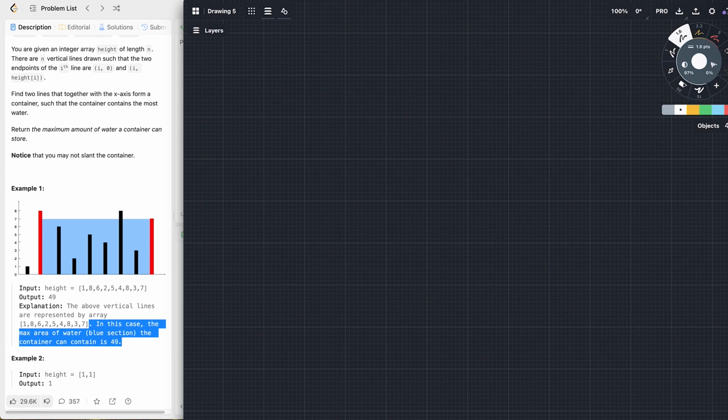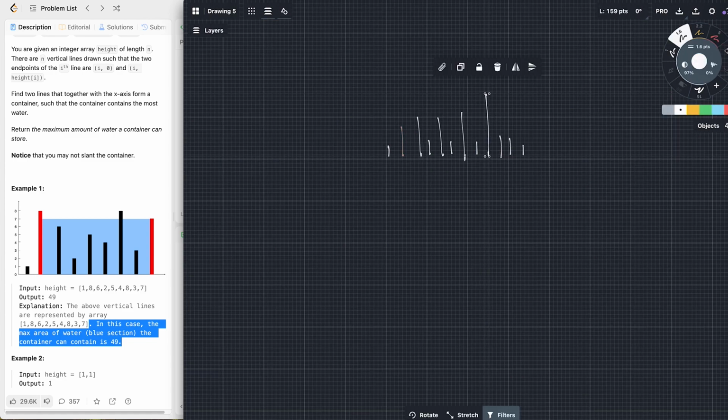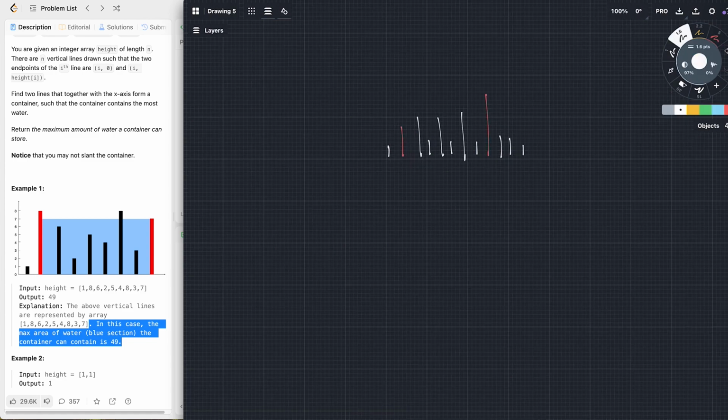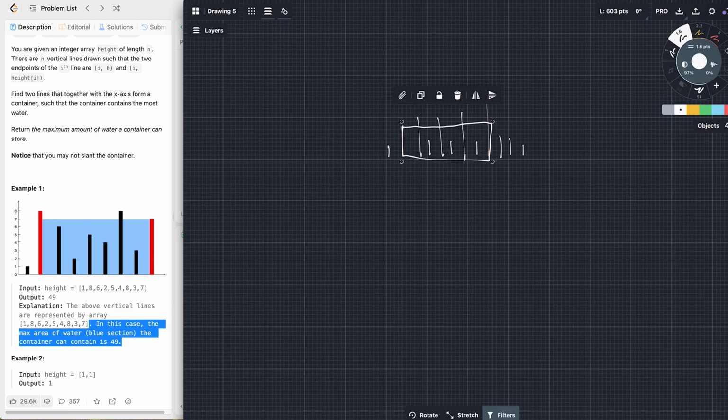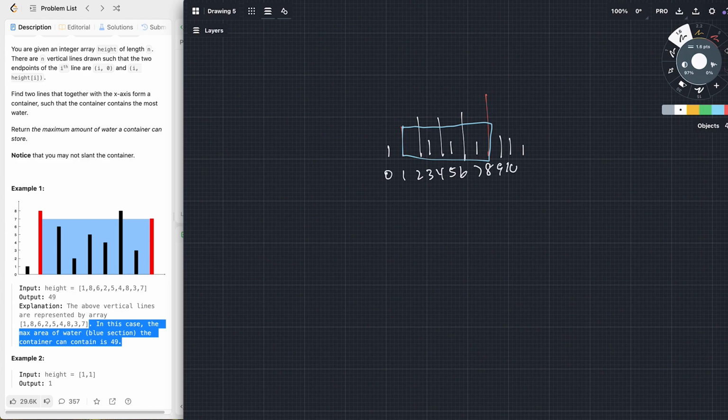So let's consider what the question is asking of us, right? We have some heights, and the heights have some height to it. And what we care about is the left, let's say, height that we're going to choose and the right height that we're going to choose, right? This is going to create some type of square, and that square is going to represent an area of water, right? Let's say this is represented by indices, and let's just think through the mechanics.